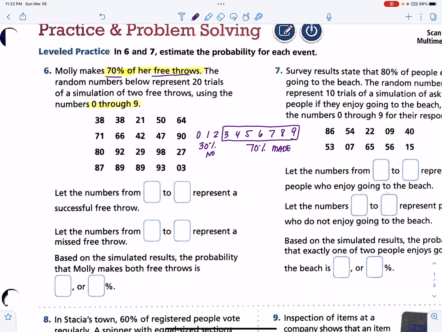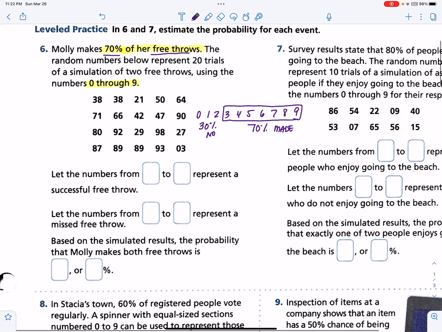Okay, so that's all you're going to do: start off by listing out whatever numbers you're using to run your trial and record down the correct percentage. I'm just going to do where the negative is first and the positive is higher, but you could do it either way. So let the numbers from 3 to 9 represent successful, which means 0 to 2 are going to be missed.